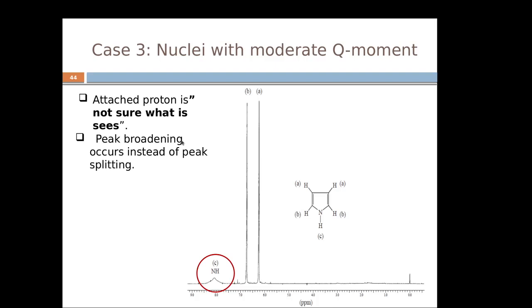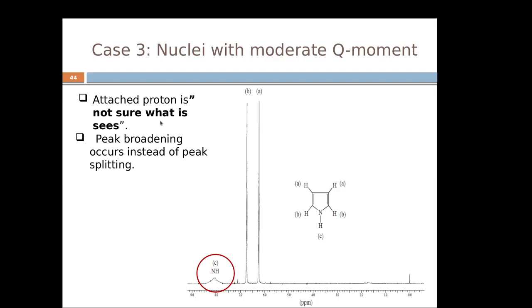So we have seen two cases where the nucleus has a small magnetic moment, where the adjacent proton can distinguish each of the nuclear spin states of the quadrupole moment nucleus and couple with them. Then we have seen the case of a nucleus with a very high value of quadrupole moment, where the adjacent proton cannot distinguish individual nuclear spin states of the quadrupole moment nucleus. But the third case is an intermediate case where the nucleus has a moderate quadrupole moment. Here the attached proton is not actually sure what it sees, okay.